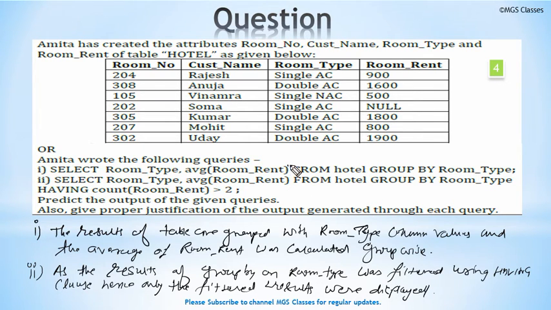So 1 mark for predicting the output of this, 1 mark for predicting the output of this, 1 mark for justifying the first query, and one mark for justifying the second query. So this way you can answer this question very easily.